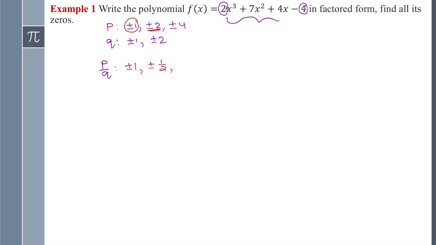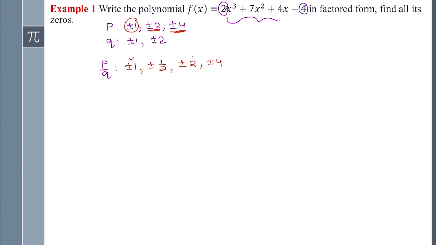Then we'll take the second one, divide by 1, we get positive or negative 2. And if we divide 2 by 2, we get 1. We already have that, so we're not going to repeat it. Then we'll move on to the third one. 4 divided by 1 is 4, so positive negative 4. And 4 divided by 2 is 2, and we already have 2 here. So all the possible rational zeros for this polynomial are within this list of numbers. We have 8 numbers here, so the rational zeros are within these 8 numbers.